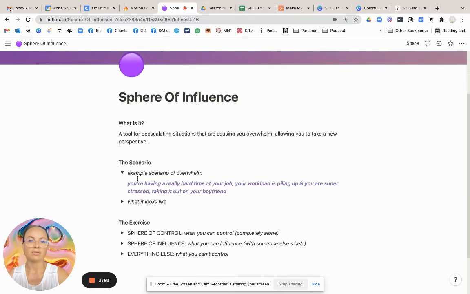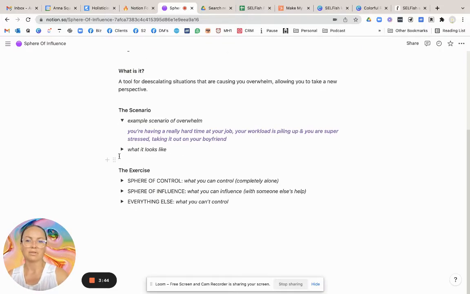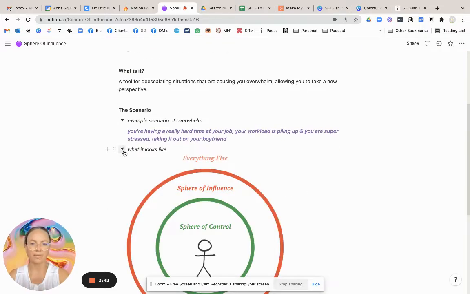Now, the sphere of influence is a tool that you can use to reframe the situation and to bring that nervous system back down to a regulated state and look at it from that high perspective and perhaps see something that you wouldn't have seen when you were in that stressed out state. So there's 3 levels to the sphere of influence, and here is what it looks like. I didn't do this drawing, so I can't take credit for it. But essentially, we've got 3 layers. We've got the sphere of control in the center, and then we've got the sphere of influence, and then we've got everything else on the outside.